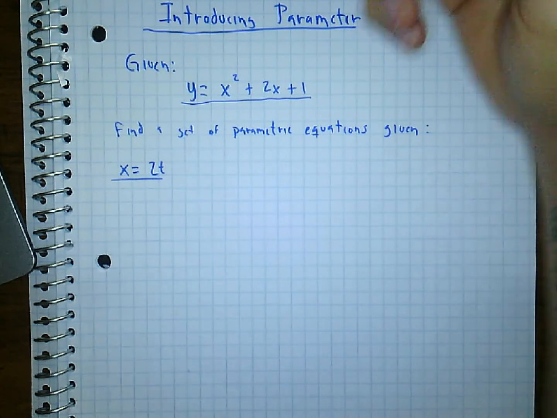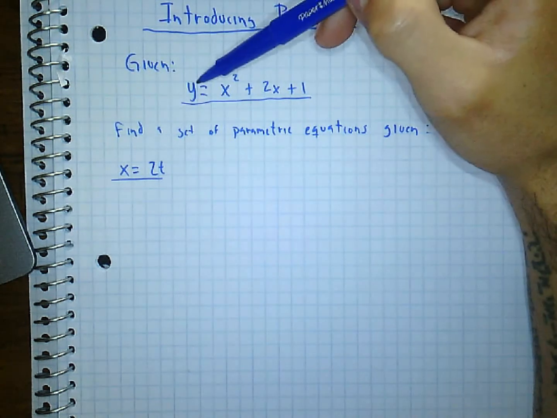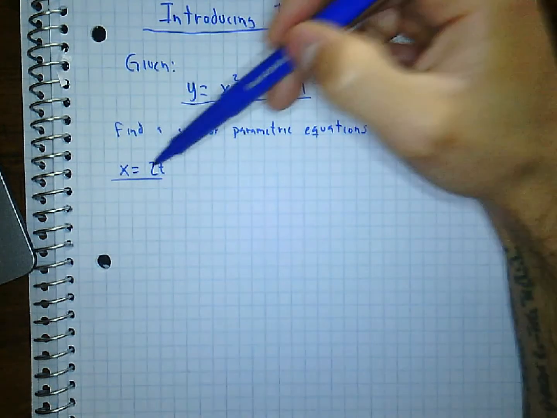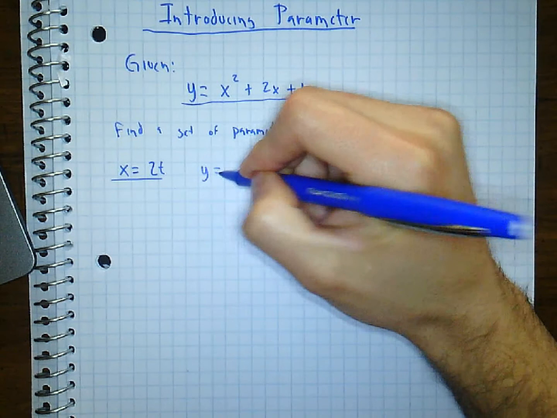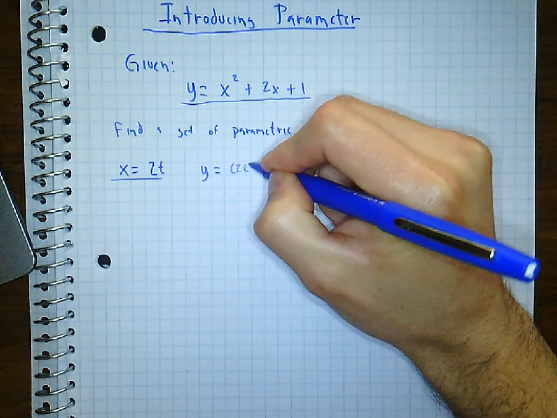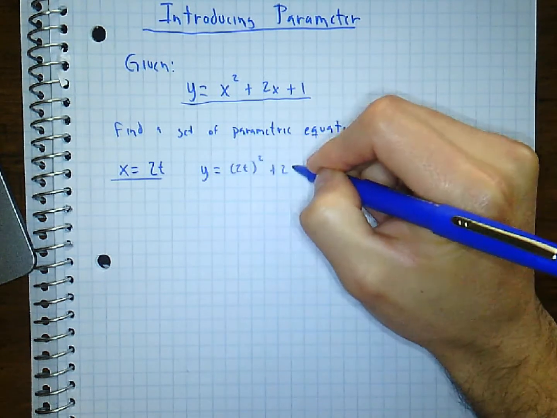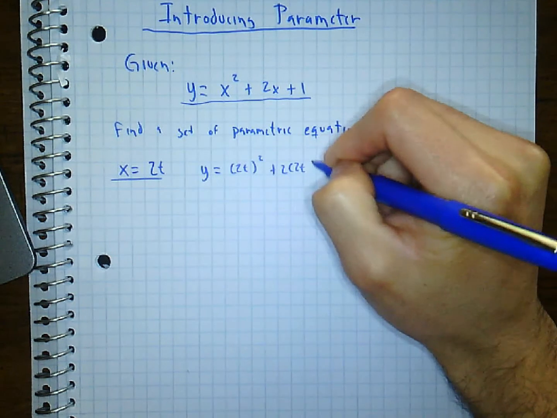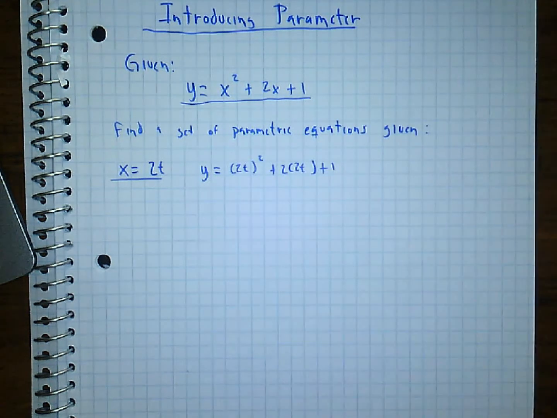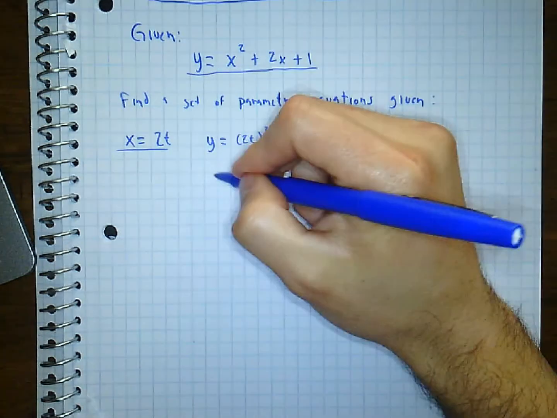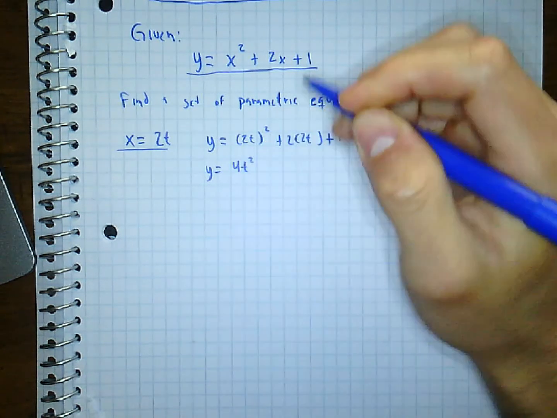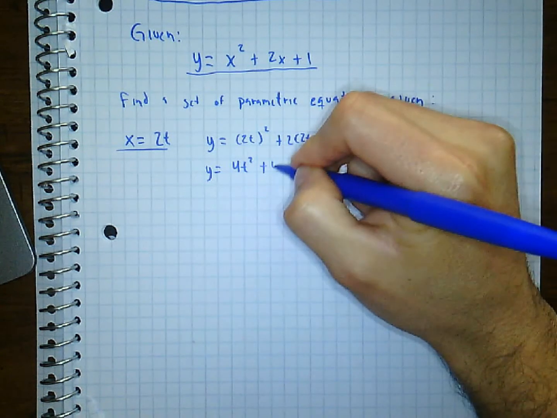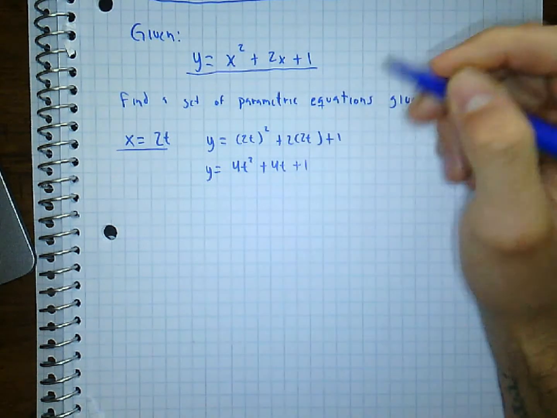What's very simple, all we've got to do is everywhere we see x in this equation, we're going to plug in 2t. So that means that our y equation would equal (2t) squared plus 2 times 2t plus 1. So if we clean that up, we get that y is equal to 4t squared plus 4t plus 1.